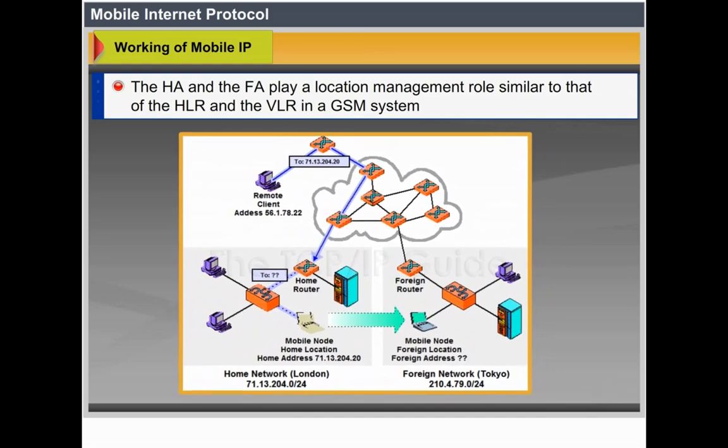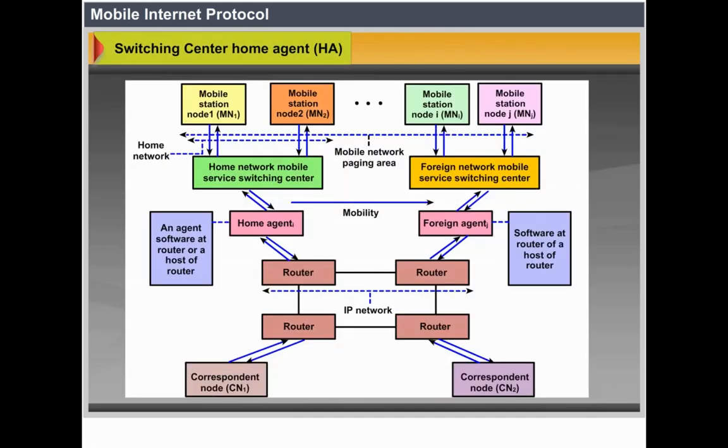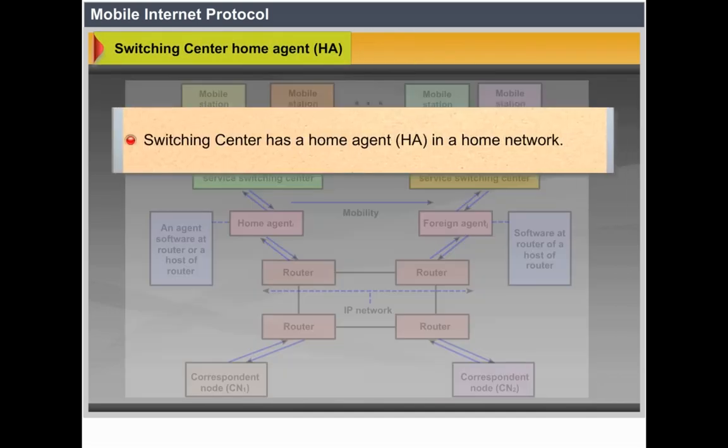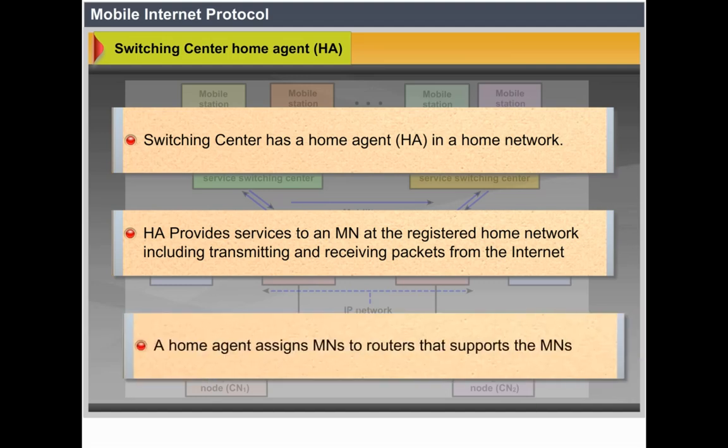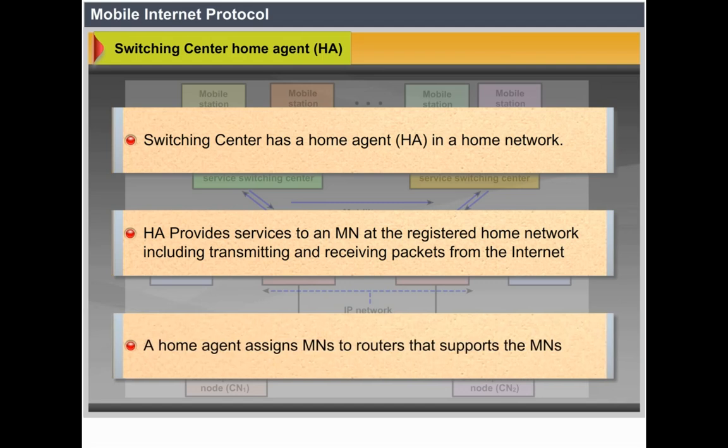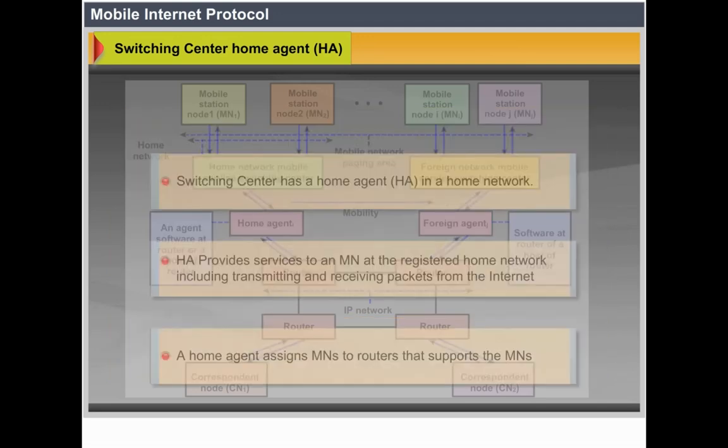Switching Center Home Agent. A switching center has a home agent HA in a home network. HA provides services to an MN at the registered home network, including transmitting and receiving packets from the Internet. A home agent assigns MNs to routers which support the MNs.